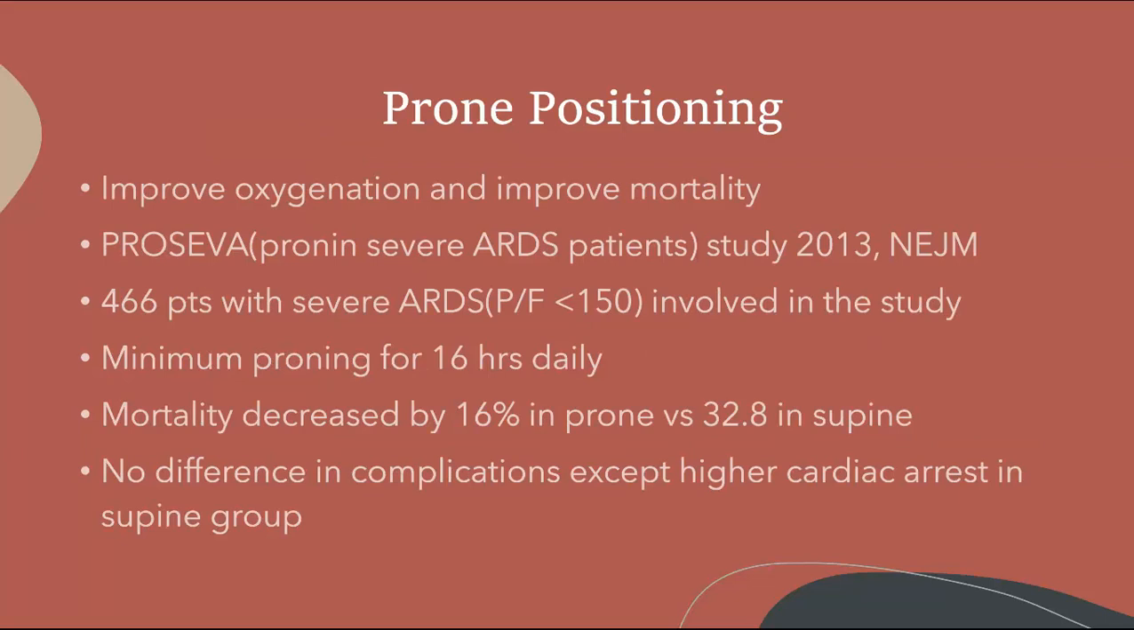Proning position improves oxygenation and mortality. There is a big study called PROSEVA, published in 2013 in the New England Journal of Medicine. 466 patients with severe ARDS with a PF ratio less than 150 were involved in the study. One of the criteria was minimum proning for 16 hours daily. Mortality in this study decreased to 16% in prone compared to 32.8% in the supine. There was no difference in complications except higher cardiac arrest in the supine group.